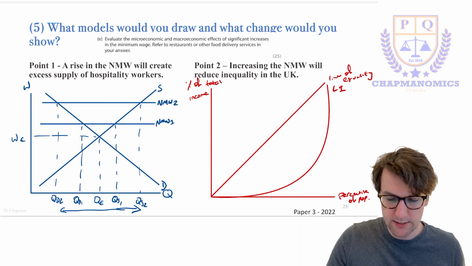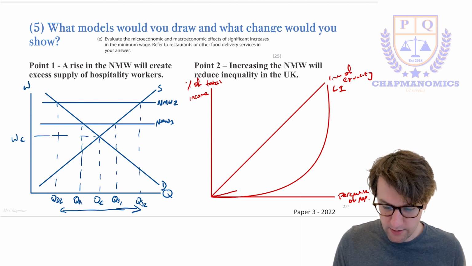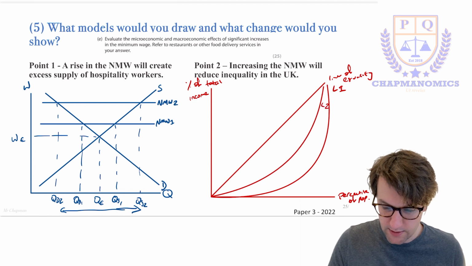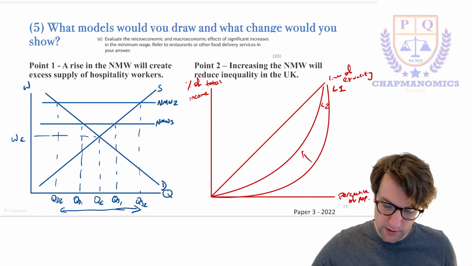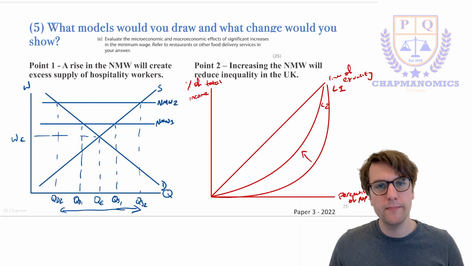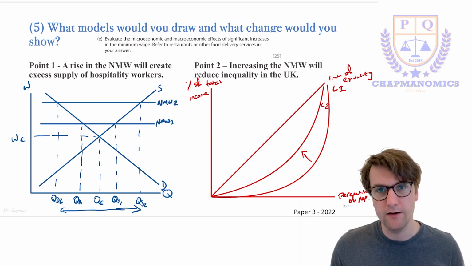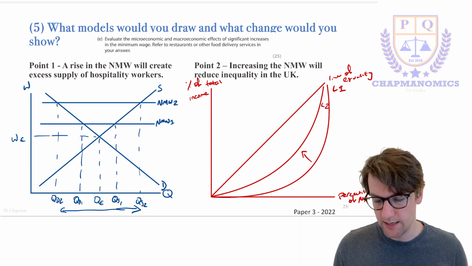Then I'm going to draw a second Lorenz curve, which is showing that the national minimum wage is reducing inequality. So there's our L2 curve. And what we're going to do is draw a nice arrow to make sure we're really showing that examiner that we know that this is causing a shift in of our Lorenz curve. So it's getting closer to that line of equality.